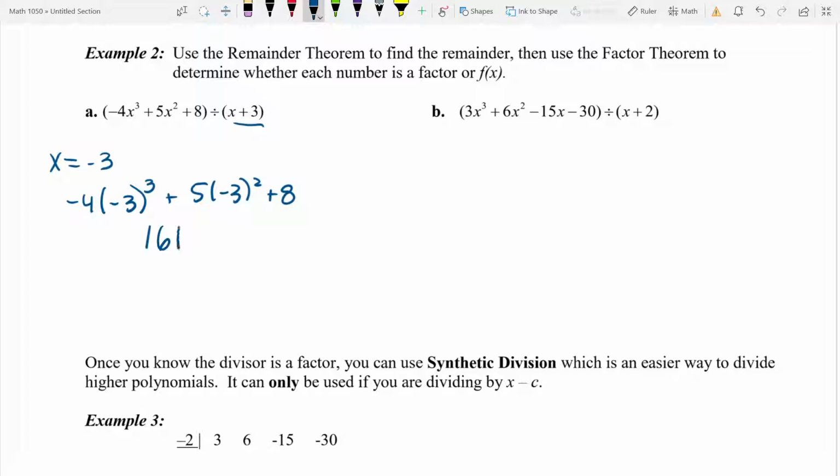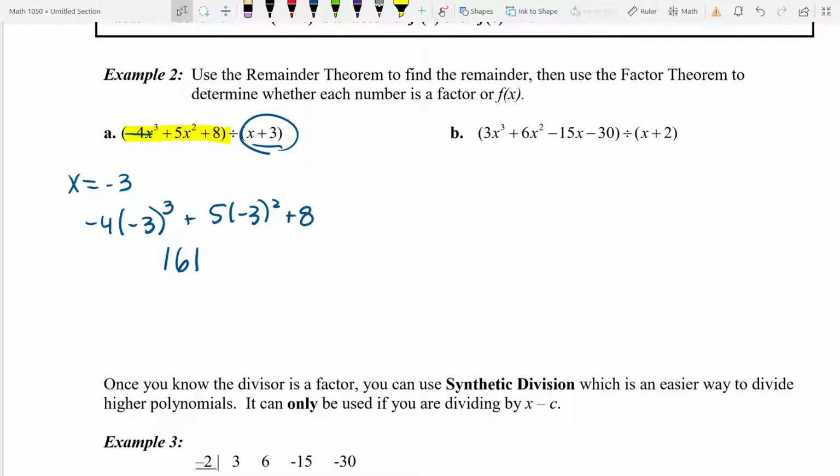Okay? If that number is a 0, then this is what you know. When you factor this times this times this, and you get it all factored, if you get a 0, then you know that this x plus 3 would be one of those 3 factors. But when I plug it in, I don't get a 0. So would x plus 3 be one of the factors? No, because my remainder is not 0. Okay?